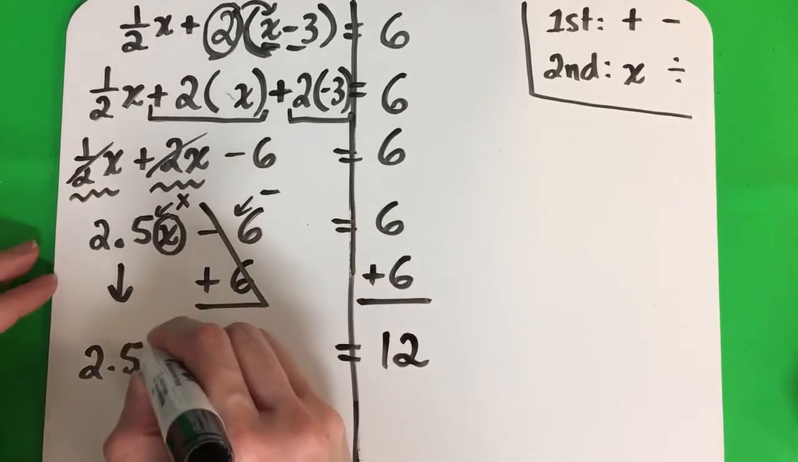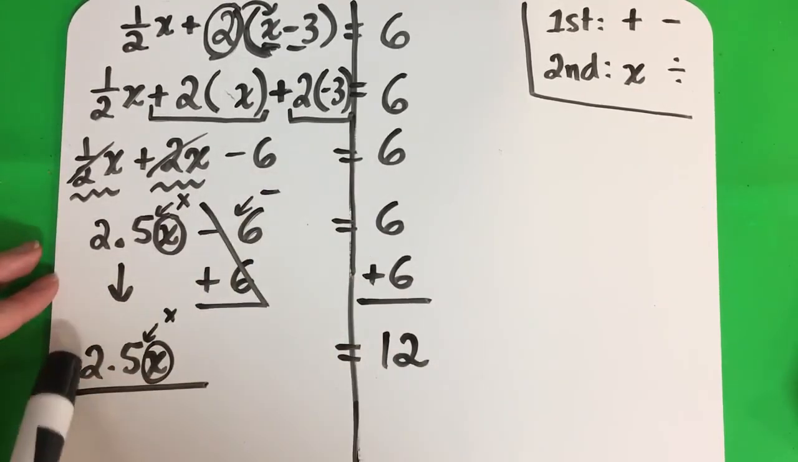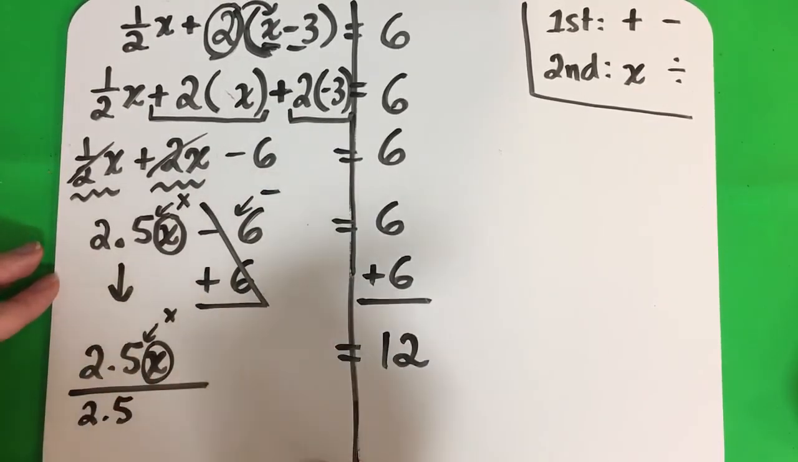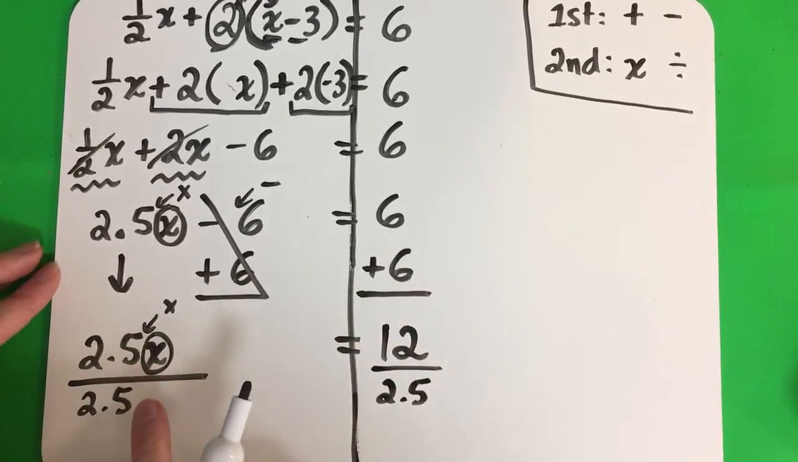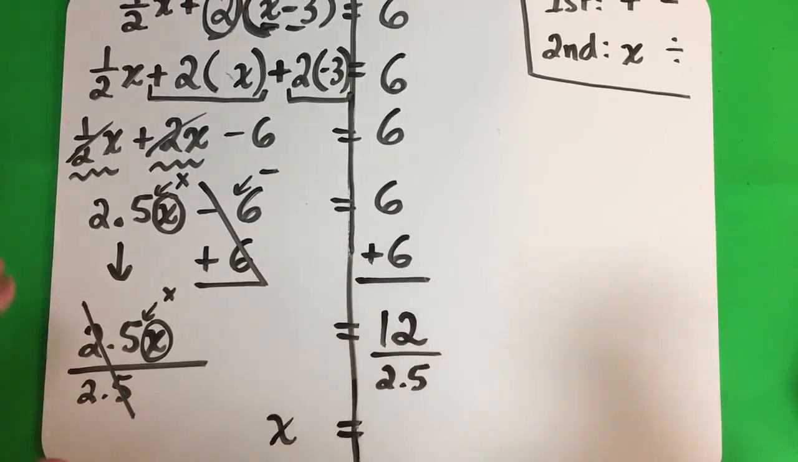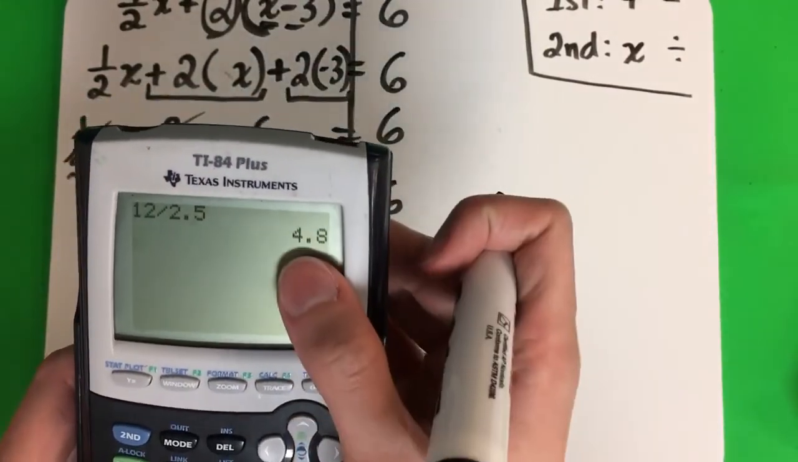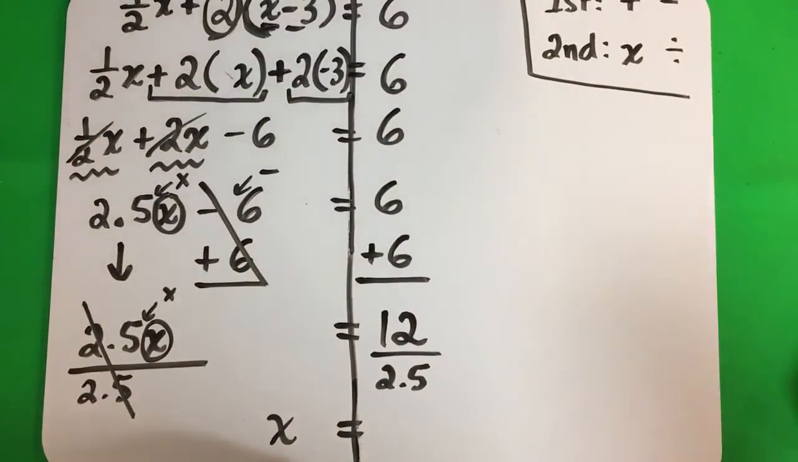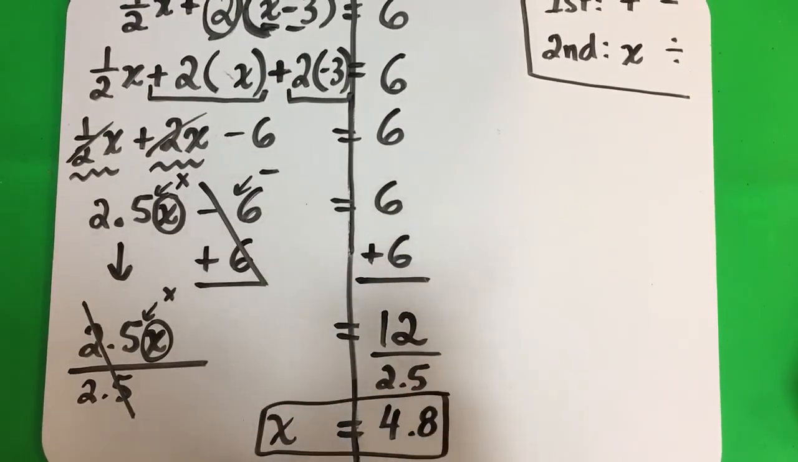I want x alone. Nothing in the middle is multiply. Opposite is divide. 2.5. Divided by 2.5. 2.5 divided by 2.5. Cancel. It's 1. Es uno. Cancel. X equals 12 divided by 2.5. 4.8. There's my answer.